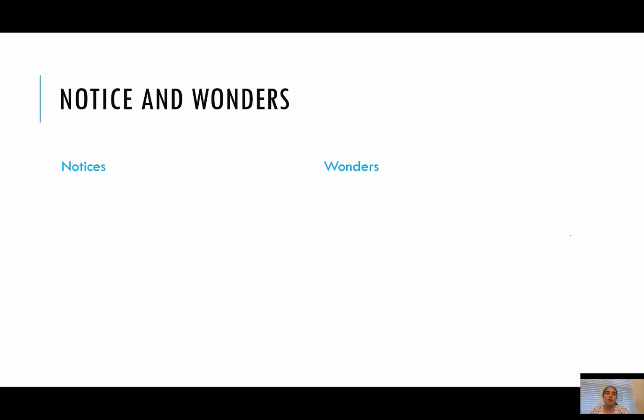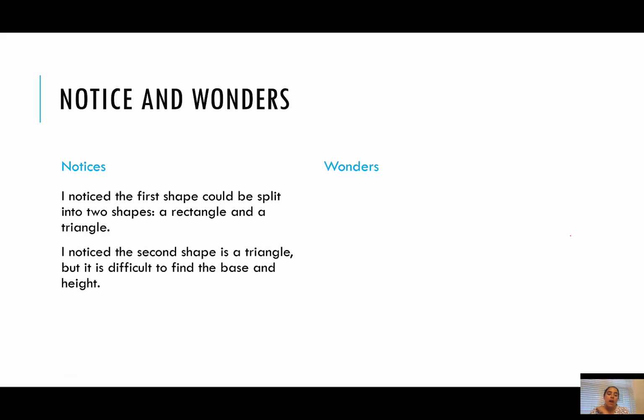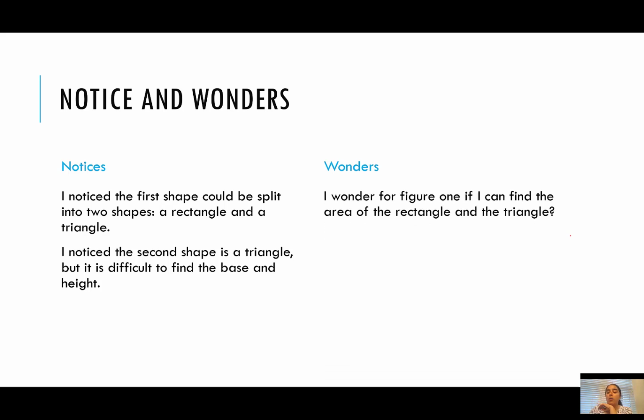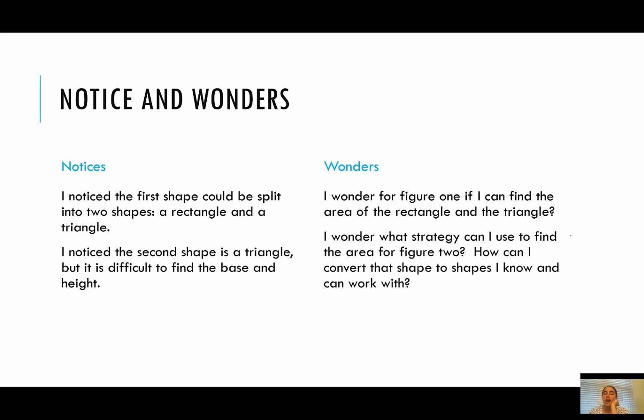All right, what did I notice and wonder about this? Notices. I noticed the first shape could be split into 2 shapes, a rectangle and a triangle. I noticed the second shape is a triangle, but it is difficult to find the base and height. Wonders. I wonder for figure 1 if I can find the area of the rectangle and the triangle. I wonder what strategy I can use to find the area for figure 2. How can I convert that shape to shapes I know and can work with?